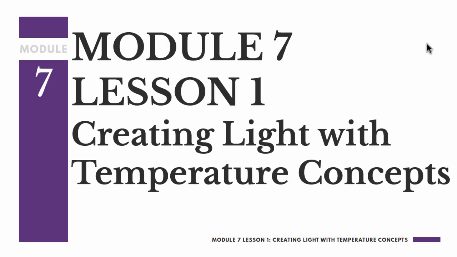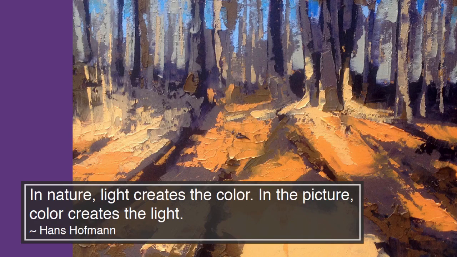Welcome to Module 7, Lesson 1, Creating Light with Temperature. Today we're going to be talking about how to use the fourth aspect of color in order to create a strong sense of light or illumination in your painting.